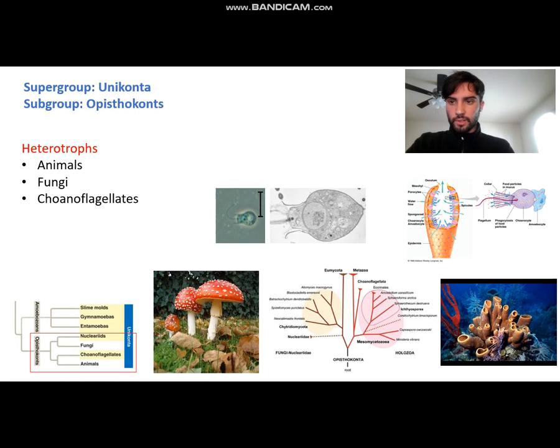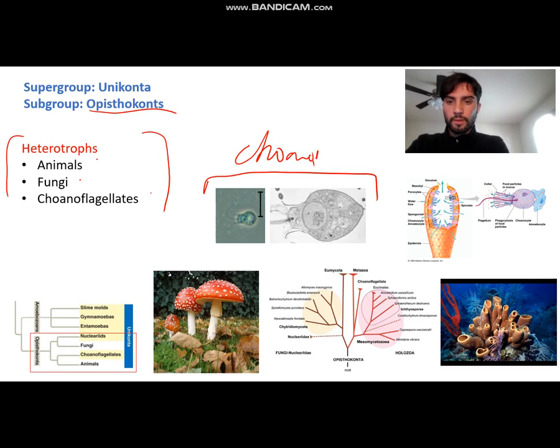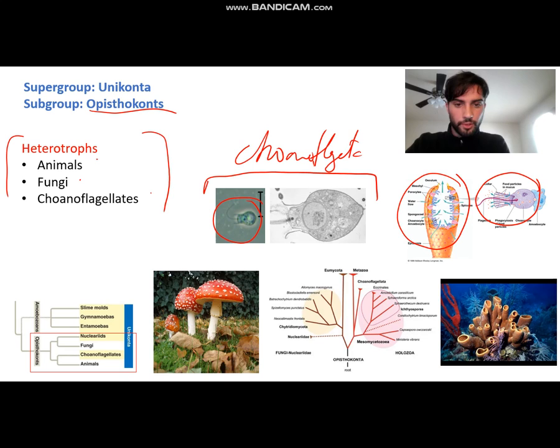Okay, so let's get into opisthokonts. Here we have heterotrophs only. So we have animals, fungi, and choanoflagellates. This is a choanoflagellate. It's a unicellular opisthokont, and what we see is that this organism is very, very similar to the choanocytes that exist on the chambers of marine sponges, of porifera.